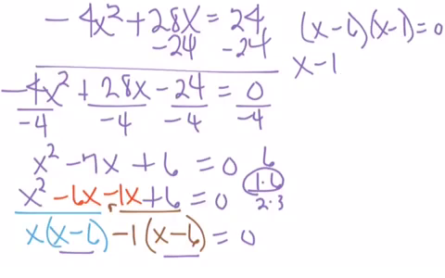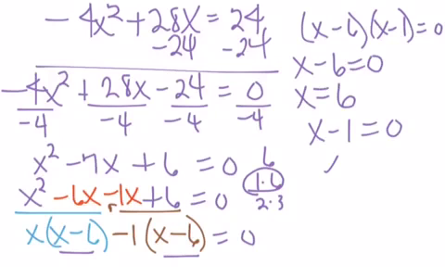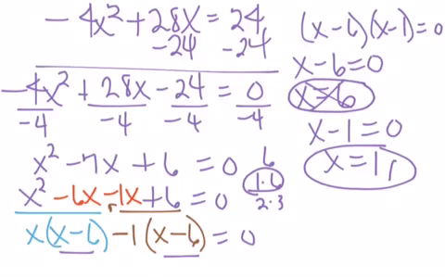So x minus 6 equals 0 when x equals 6. X minus 1 equals 0 when x equals 1. These are our two options for the width of the border. This answer with 6 cannot be an answer because the width of the original was only 5 feet, so there's no way I can have a border of 6 feet. So then our answer is x equals 1 foot wide would be our border.